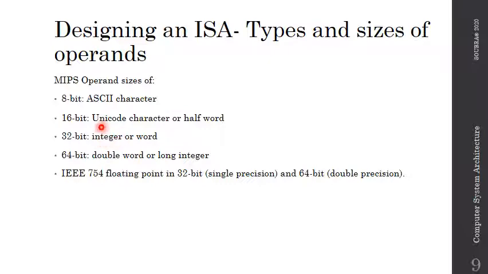Comes the integer. So this is 32 bits, 4 bytes, and then double word or long integer, that will be 64 bits. So it's 2 times a word. And forget about floating point. I don't really care, just for info.